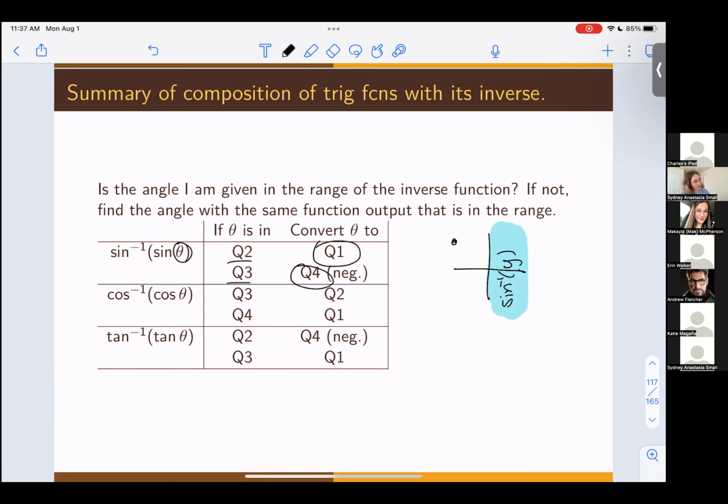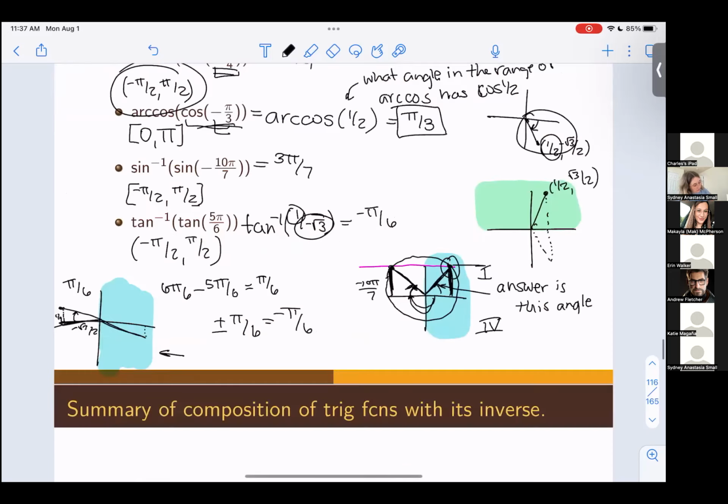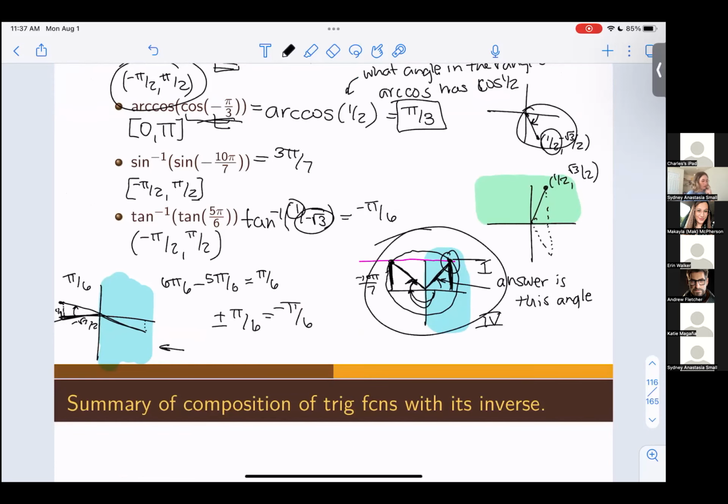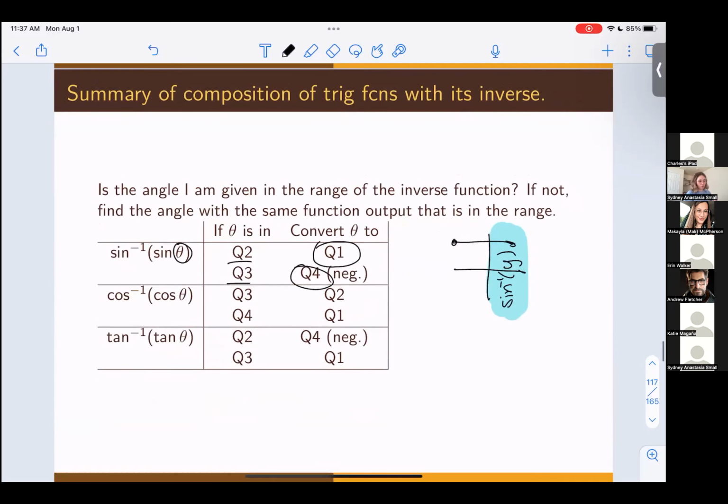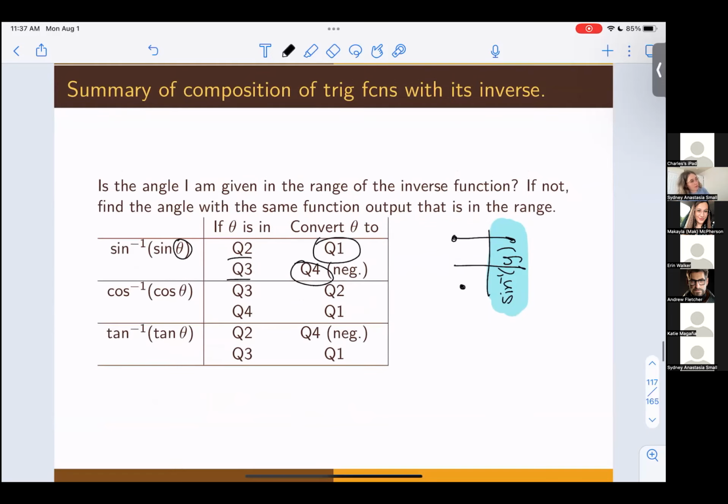Well, it turns out for sine that if theta is in quadrant 2, we're going to end up converting it to quadrant 1, which makes sense, right? It's exactly like this problem we did up here. We had a positive sign, we had to convert it to the quadrant with the positive sign we needed. So our quadrant 2 angle got moved to quadrant 1. Similarly, we have an angle with a negative sign down here in quadrant 3. Quadrant 3 is not allowed. What angle in our allowed range is going to have a negative sign? Quadrant 4. So those will always get converted like that. You can think about them getting moved like that.